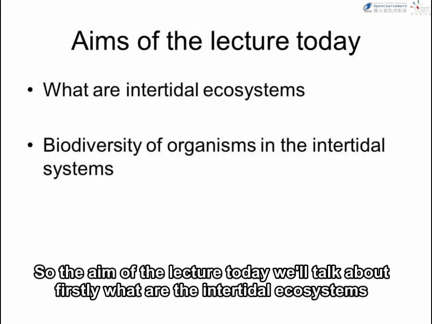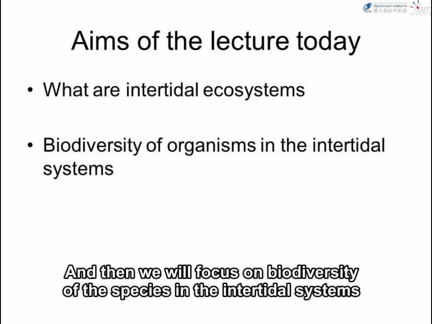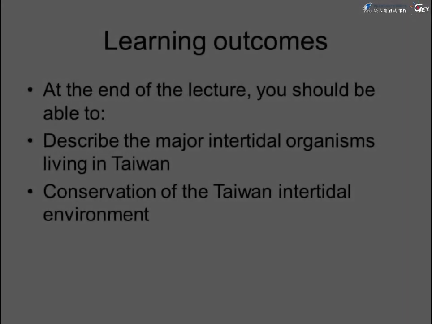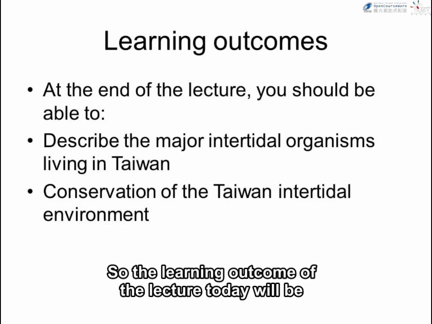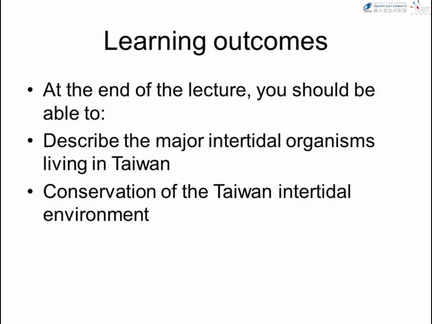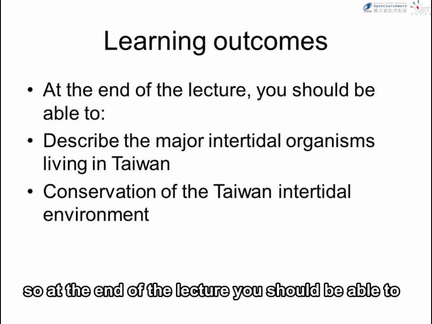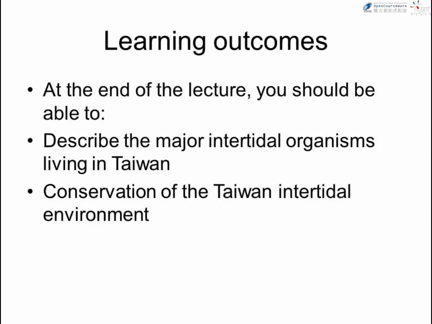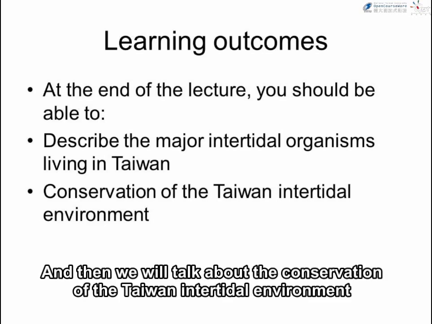The aim of the lecture today is to talk firstly about what the intertidal ecosystems are, and then we will focus on the biodiversity of the species in the intertidal systems. The learning outcome of the lecture today is that at the end of the lecture, you should be able to describe the major intertidal organisms living in Taiwan, and then we will talk about the conservation of the Taiwan intertidal environment.